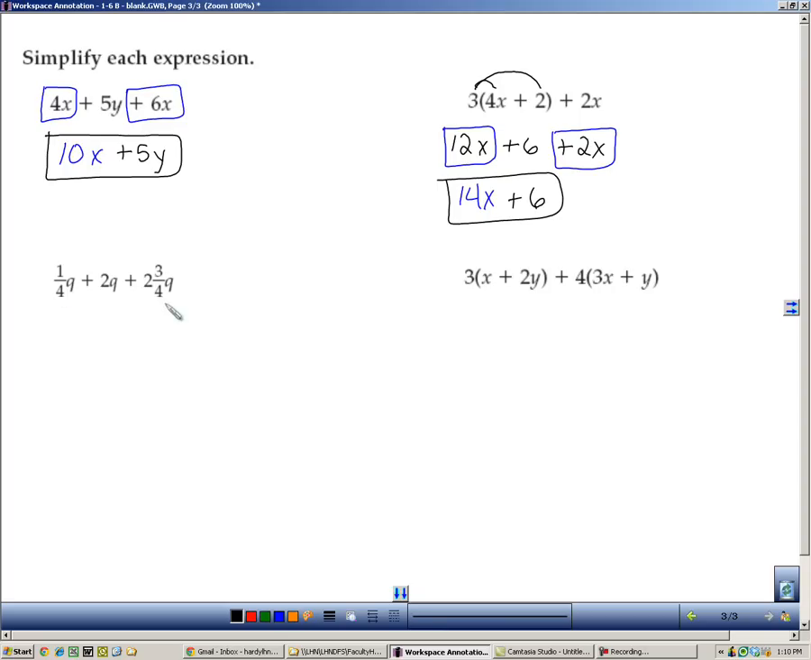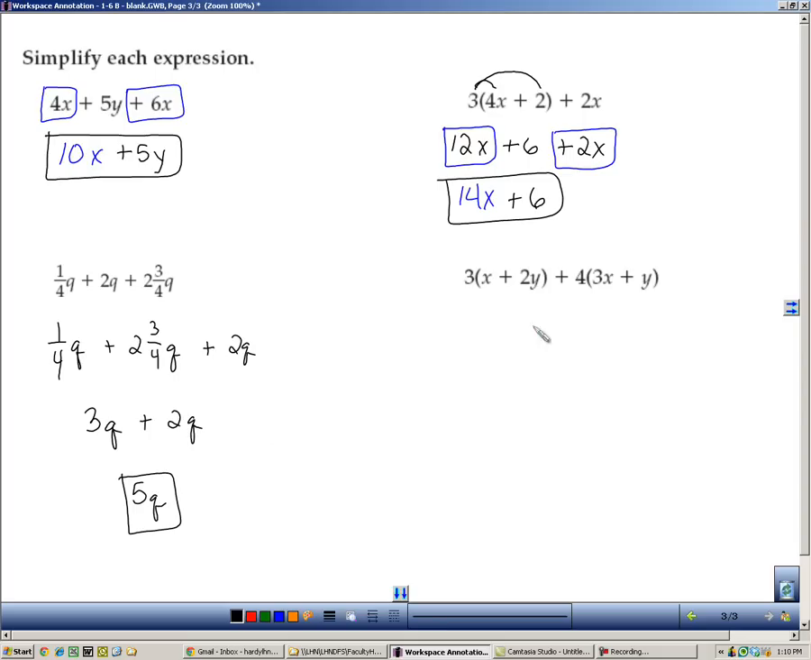Over here, these are all like terms, but hopefully you'll notice that there's two of them that have fractions. So I'm going to use the commutative property to put them next to each other because I think it's easier to add those two than the other one. 2 3/4 plus 1/4 is going to be a 3, and 3 what? 3 q's, and then 3q plus 2q is 5q.